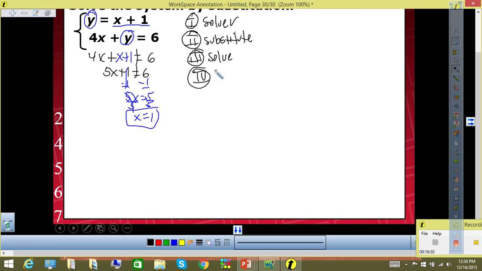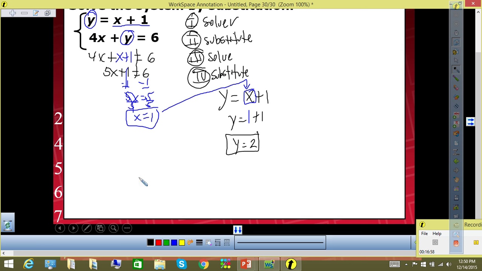Step 4. Substitute this value into one of the two equations. Which one looks the easiest to substitute into? The top one. So it's y equals x plus 1, but instead of x, we're going to substitute 1. y equals 1 plus 1. Therefore, y equals 2. Is it coming together? Yes, right? And what is our last step? Step 5, write as a coordinate. What is our coordinate? 1, 2.